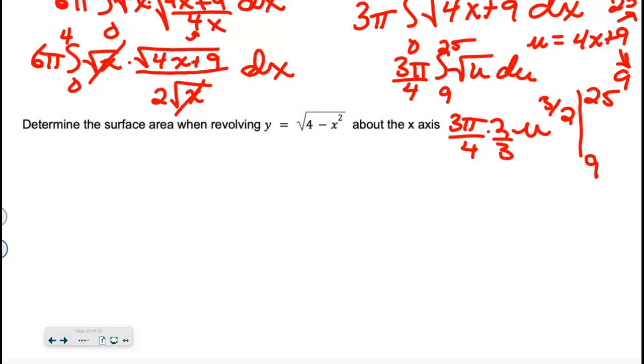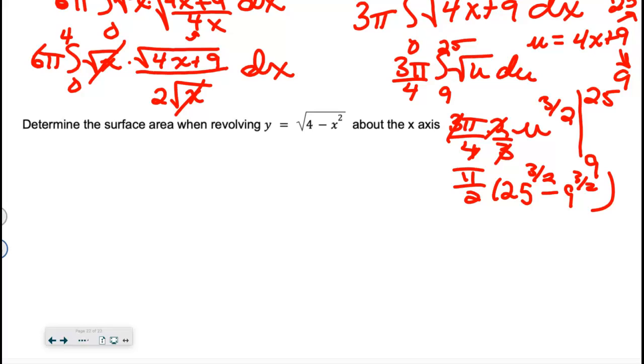So I think, do you guys need work on the arithmetic of this? Because I would like to get you to your worksheet. Okay? So I'm going to leave that, but obviously you cancel these, you have pi halves, and then you have 25 to the 3/2 minus 9 to the 3/2, both of which are nice.